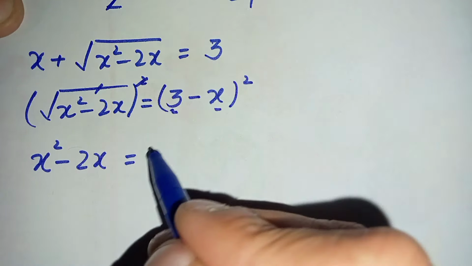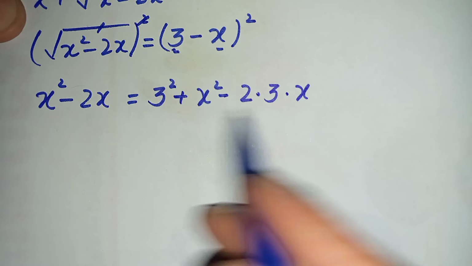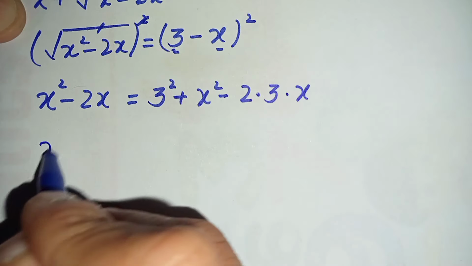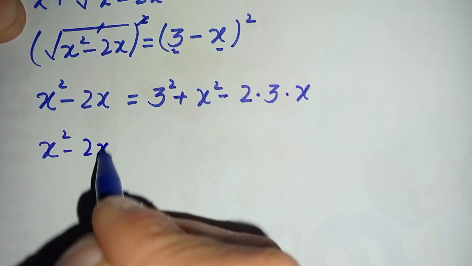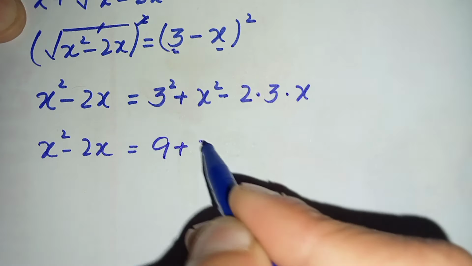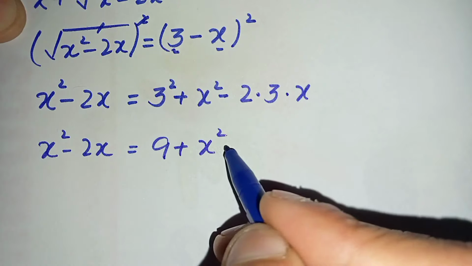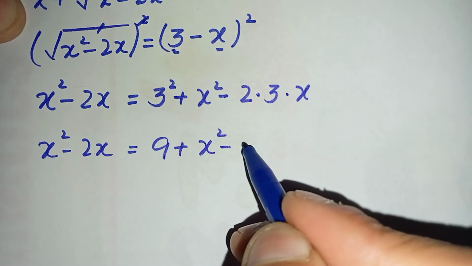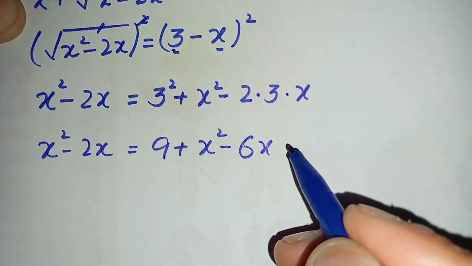So this will become 3 square plus x square minus 2 times 3x. So next we will simplify this right hand side: x square minus 2x is equal to 3 square is 9 plus x square minus 2 times 3 is 6x.